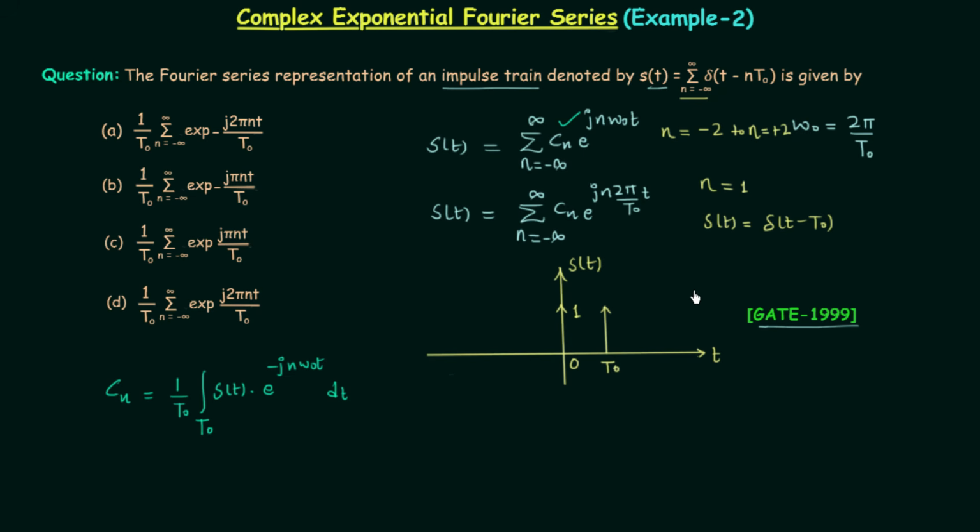In the same way, when you put n equal to 2, you will have delta(t minus 2 t naught). So again we will have the right shifting, and this time the unit impulse will be at t equal to 2 t naught. In the same way, we will have a unit impulse when t is equal to an integer multiple of t naught. Now when n is equal to minus 1, we will have s(t) equal to delta(t plus t naught).